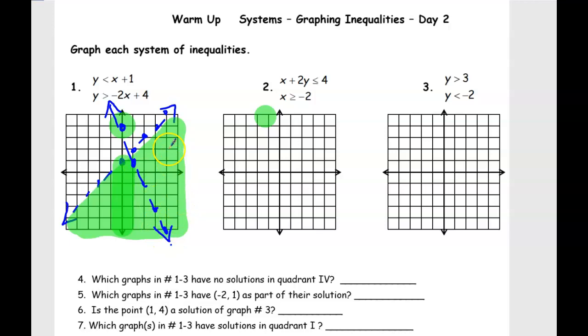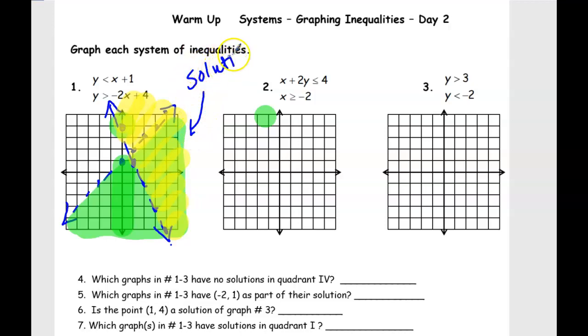Okay, since it's greater than, when I do go to shade, it's actually going to be above the y-intercept. So here's my y-intercept. I'm going to be above that line. Okay, so then you notice that the solution is right in this double shaded area.